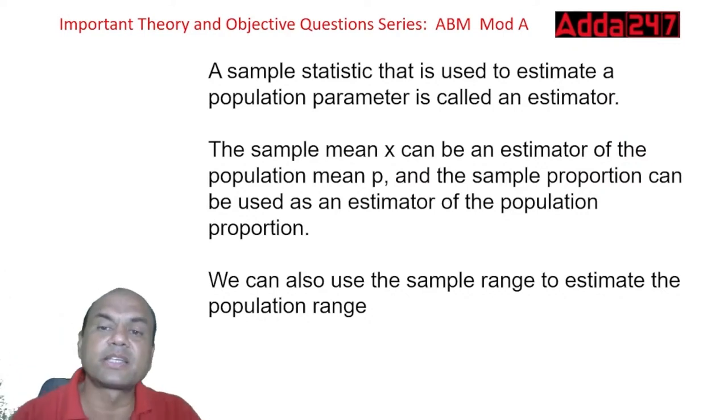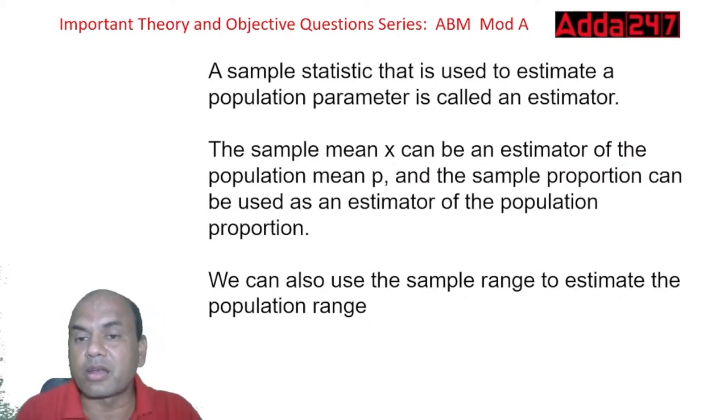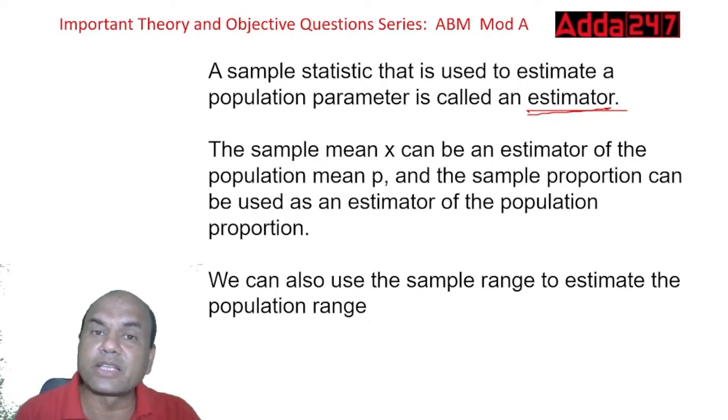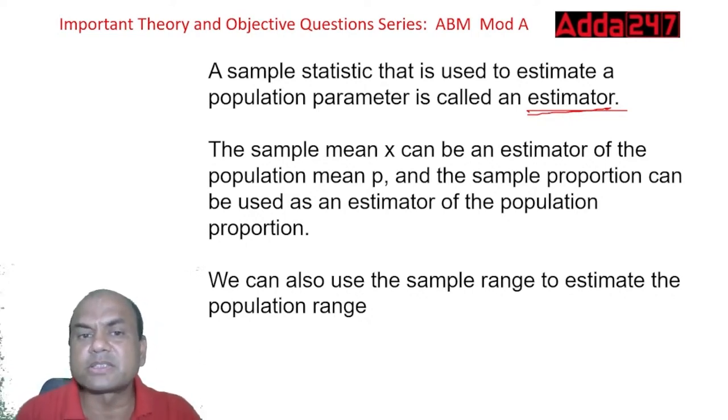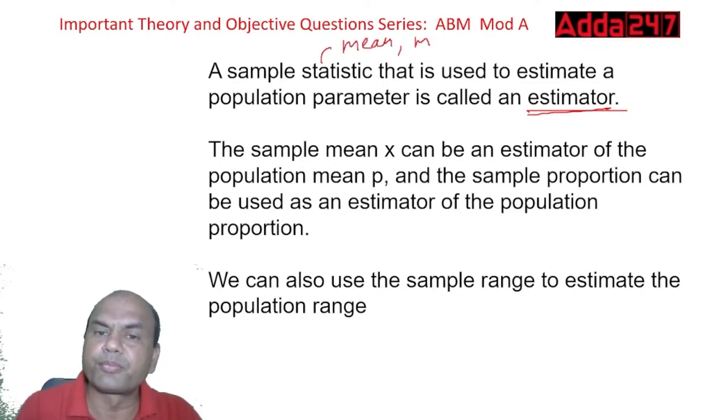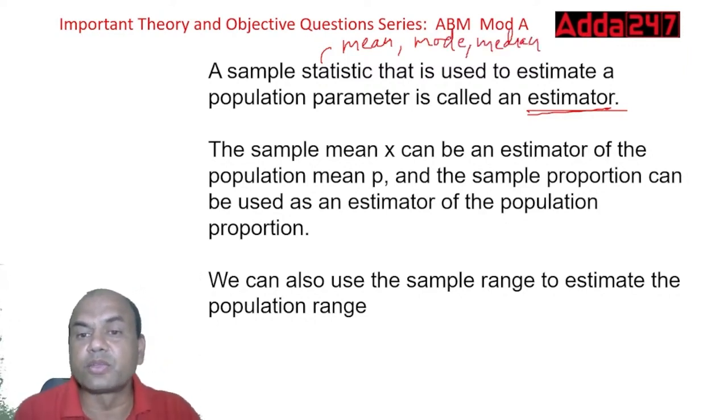A sample statistic used to estimate the population parameter is known as an estimator. This sample statistic is known as an estimator. Okay. Means whatever statistic we are using, mean, mode, median. What is the statistic? Statistic can be many things. I'll give you simple ones. Mean, mode, median. Right? These are all statistics that are used to estimate a population parameter and are called an estimator.